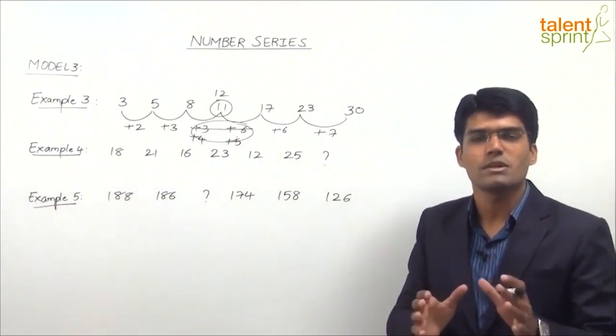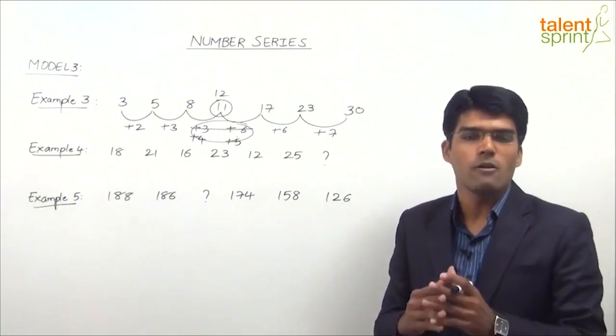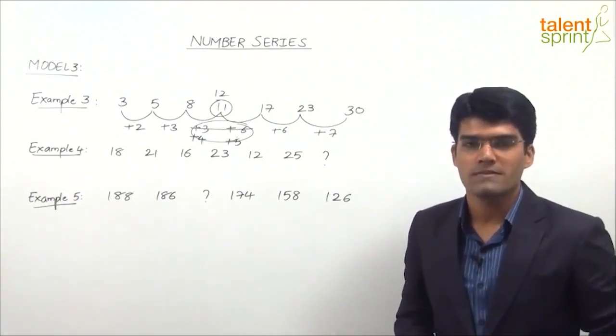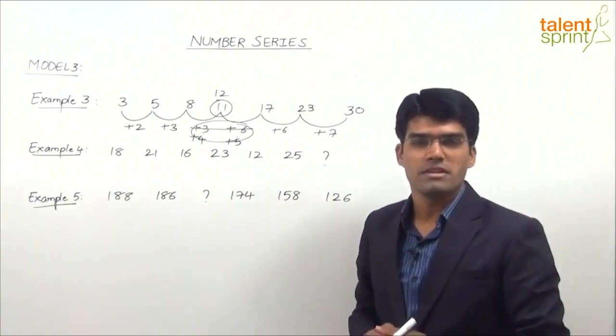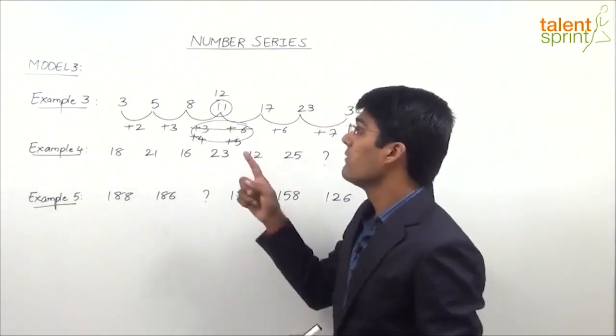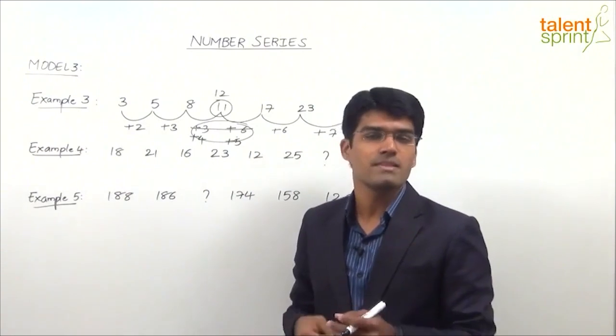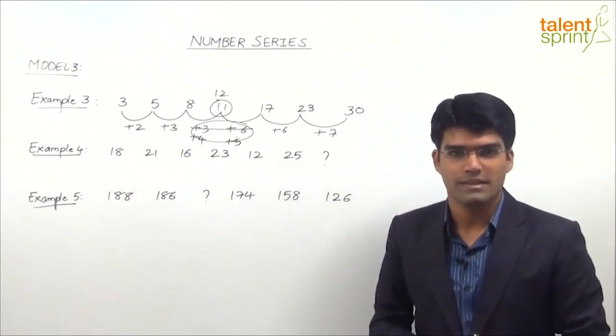So 30 seconds, 45 seconds is the time limit that all of us have to follow while solving questions from number series. And especially when it comes to series where you have to find out the wrong numbers. Why? Because in such series, we have no idea which of the given numbers is wrong. So it becomes a little difficult to find out the logic there.